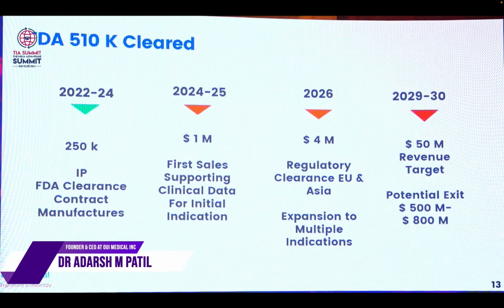We are looking to generate $1 million to generate our first sales and supporting clinical data. And by 2026, we intend to generate another 4 million to get regulatory clearance in EU and Asia as well, and expansion in multiple indications. And we intend to target a revenue of 50 million by 29-30. And with this revenue, we would look for an exit with an IPO or an acquisition with a potential exit of around $500 to $800 million.